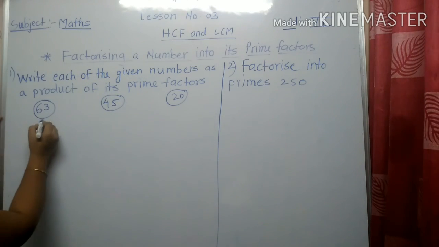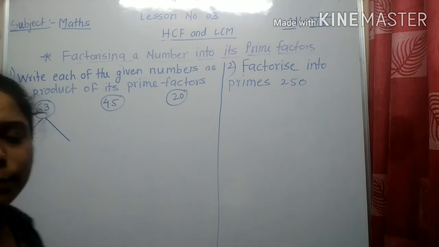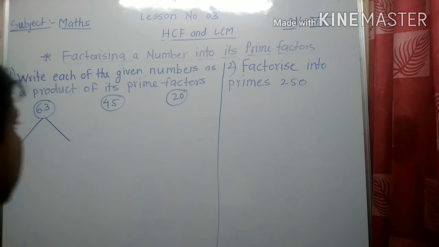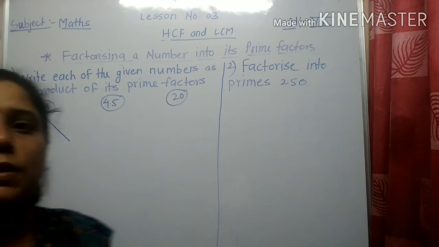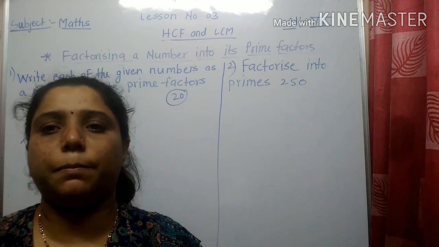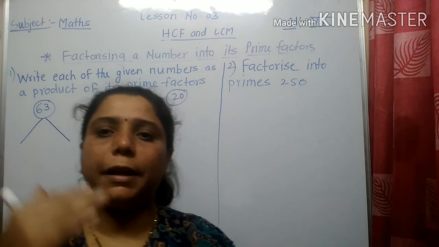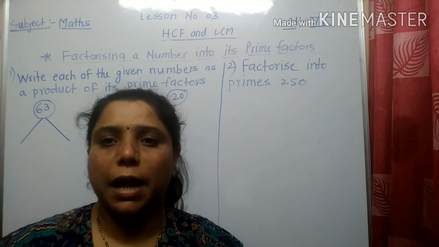So what are the factors? See, this is another way. You can make a circle, which is given in your textbook, page number 16. Always remember, you have to start with the first prime, 2, because 2 is the smallest even prime number. When that number is completely divisible by 2, then after that you have to go to the next prime number.